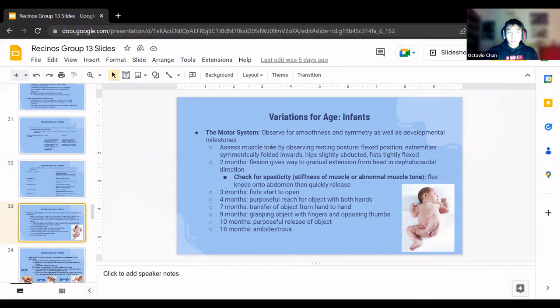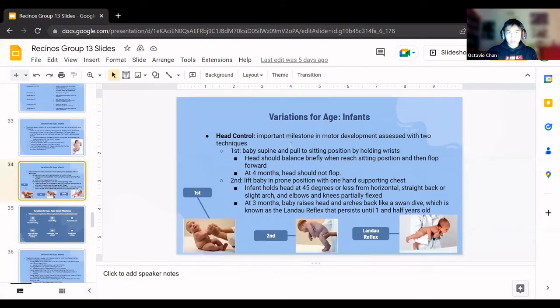For the motor system of an infant, you want to observe for smoothness and symmetry, as well as developmental milestones. You also want to check for spasticity, which is stiffness of muscle or abnormal muscle tone. Usually at about 3 months, the fist of the infant starts to open. At about 4 months, infants can reach for an object purposefully. At around 7 months, they can transfer an object hand to hand. At 9 months, they can grasp objects with their fingers and opposing thumbs. At 10 months, they can purposely release an object. And at 18 months, they're usually ambidextrous.